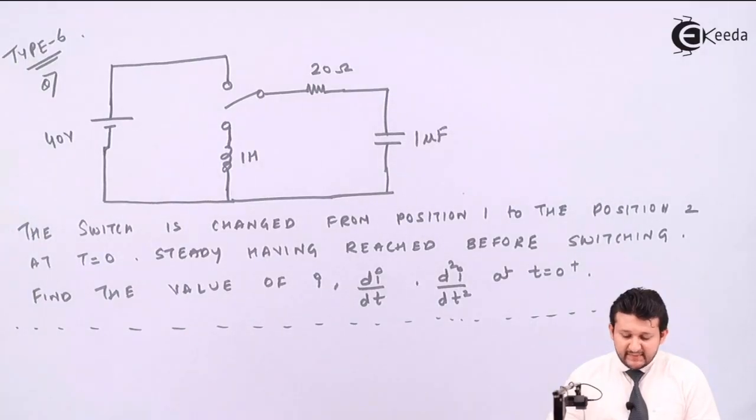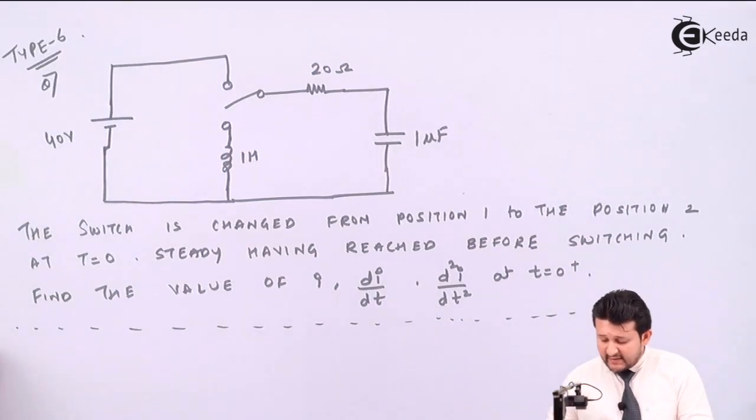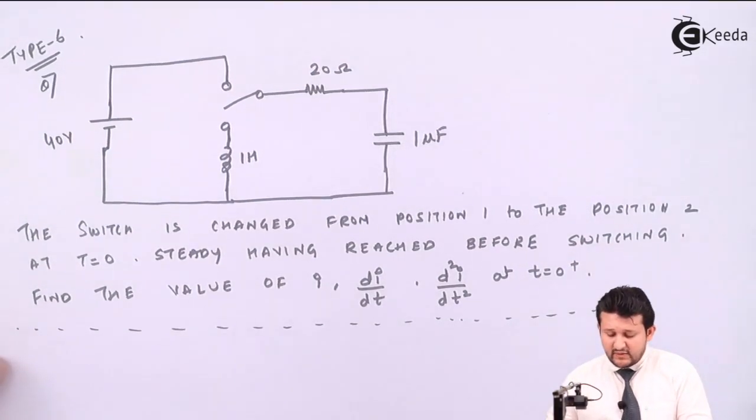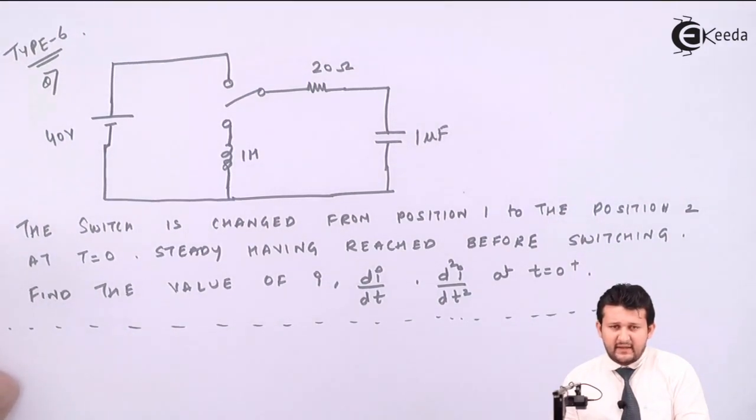So guys, let's study for type 6, having a combination of resistance, inductor and capacitor. And the plus point is, it is having a steady state condition. That is a point to be remembered. So let's start with the basic steps for it. At t equal to 0 minus, 0 plus and t greater than 0, I need to find i, di by dt and d square i upon dt square.